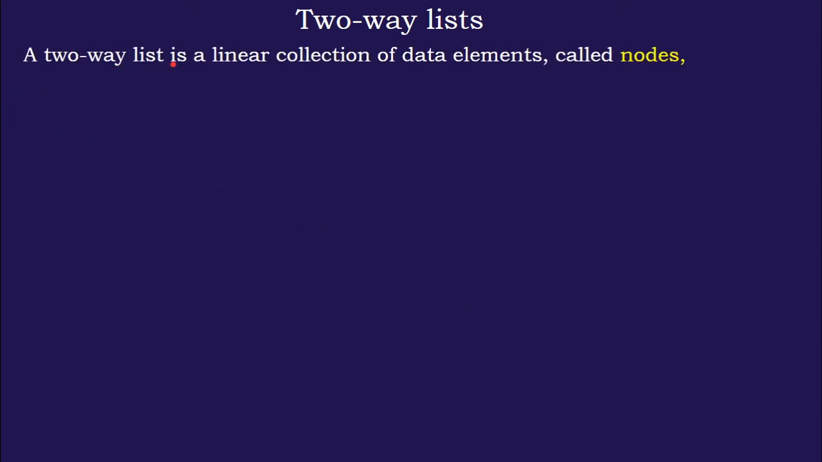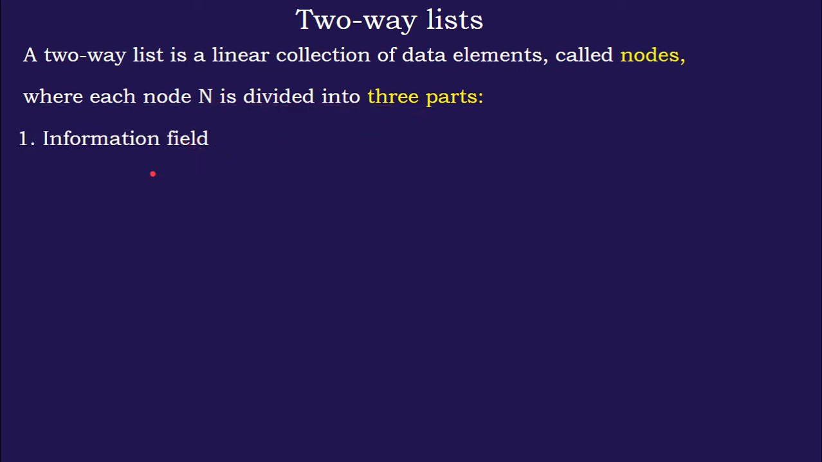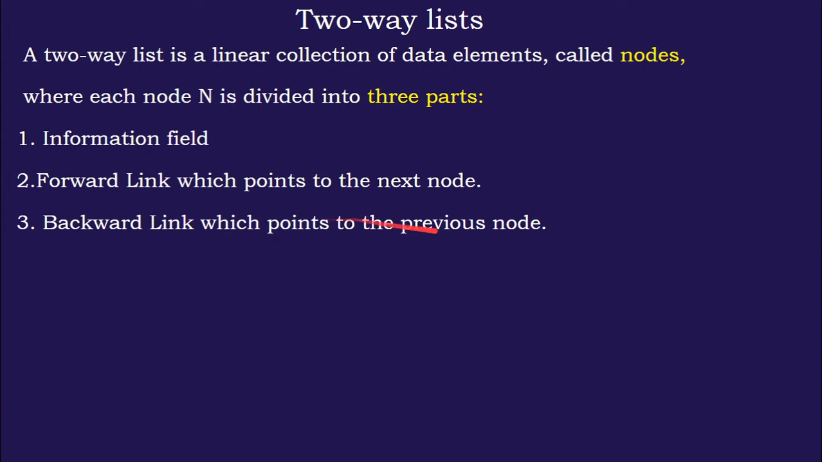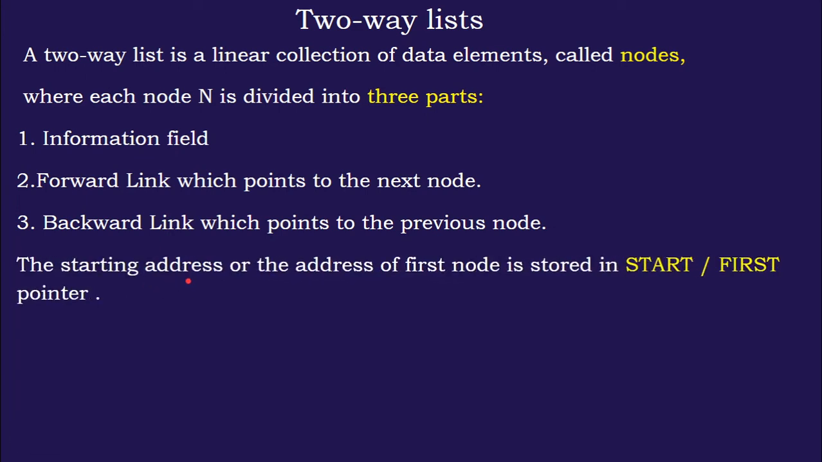A two-way list is a linear collection of data elements called nodes, where each node n is divided into three parts. So what are the three parts? One is the information field, and next is the forward link which points to the next node, and the backward link which points to the previous node. So these are the three parts of the nodes in the two-way list. The starting address, or the address of the first node, is stored in the pointer start or first.